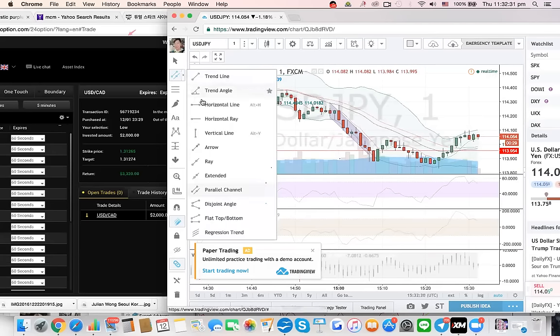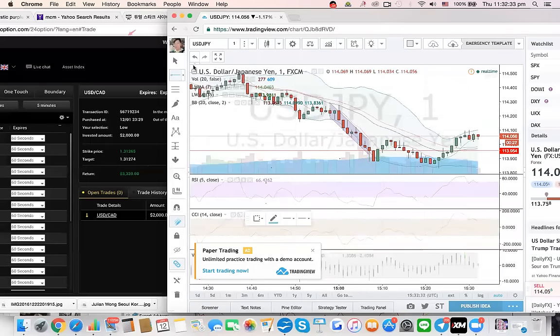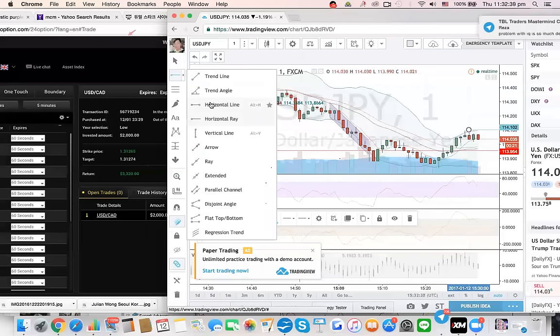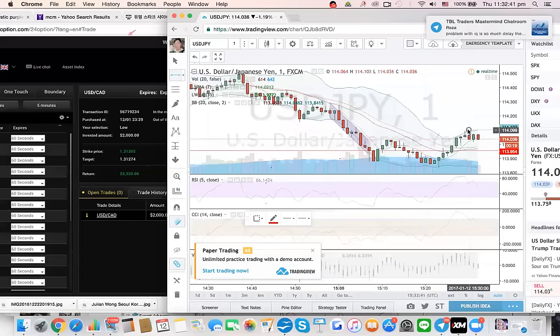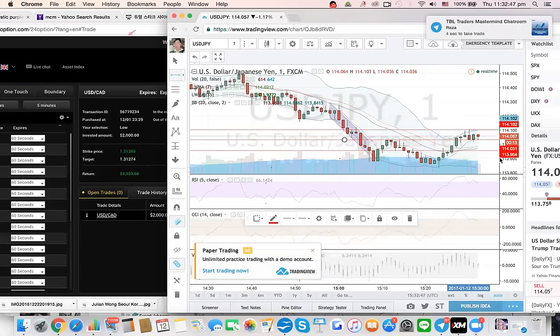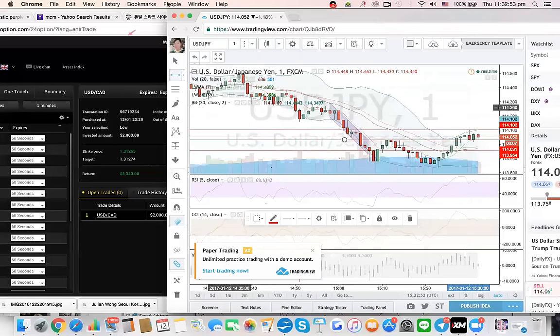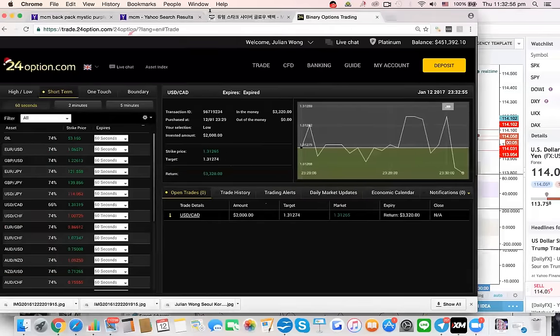Okay, UJ, let's do one last one. Similar setup right here on UJ trade. Breakout, we take it. Breakout to the top upside, we take it. Set up a UJ 60-second call. Once it breaks up, we'll take it.